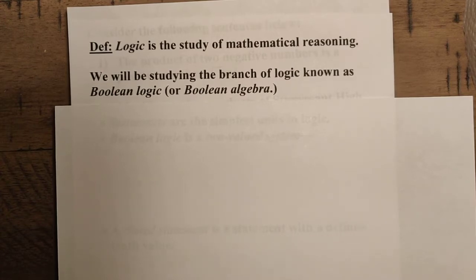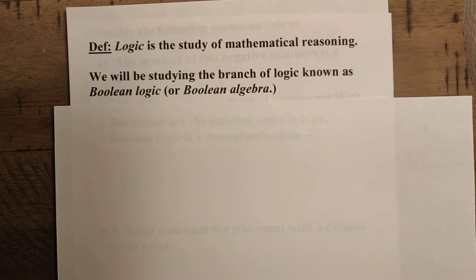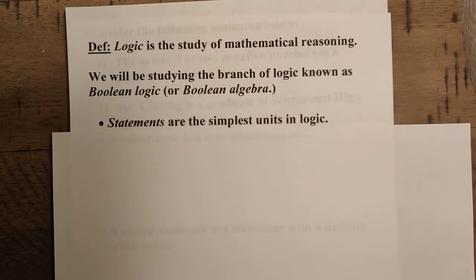You'll note that for arithmetic, you need some very simple things. In order to do arithmetic, you need two things: you need numbers, and you need operations. In the same way for Boolean algebra, or Boolean logic, you're going to need two things, and I'll talk about the two things in a bit. But one of the things we're going to need is this concept of what are known as statements. We refer to these objects as statements. They're the simplest units in logic. These are the numbers of our Boolean logic system.